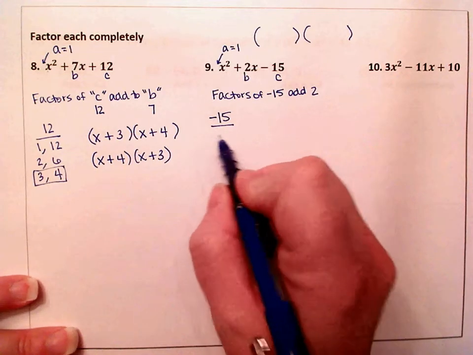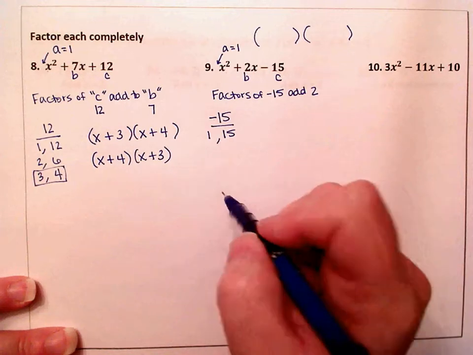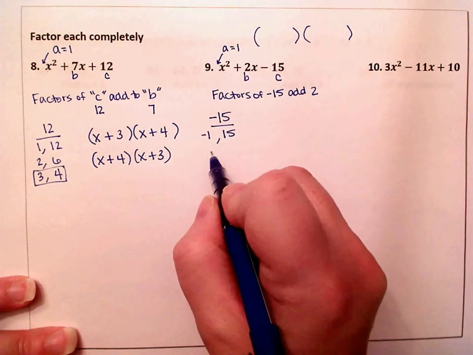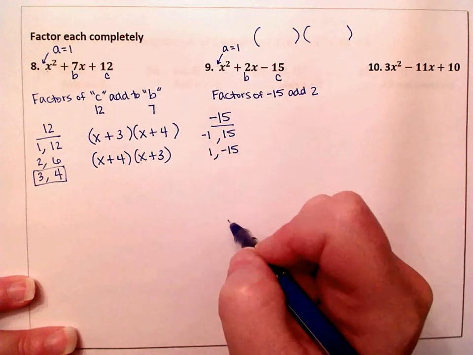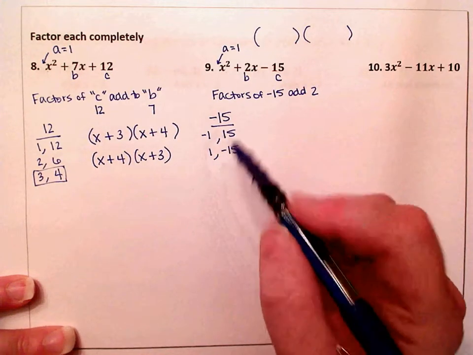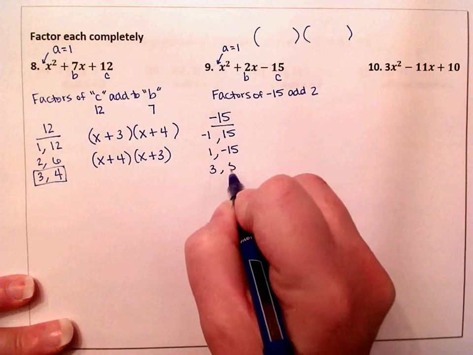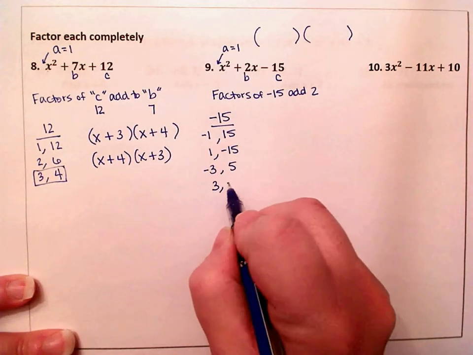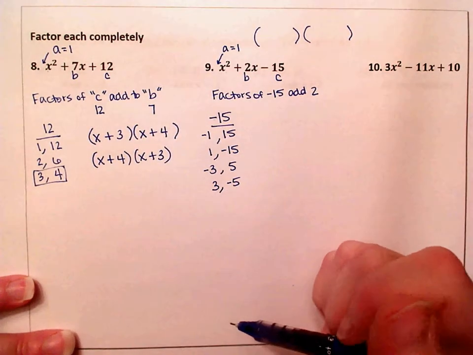So if we look at the numbers first, 1 and 15 multiply to get 15. But one of them has to be negative. So we'd have negative 1 and positive 15 as a choice, and positive 1 and negative 15 as a choice. There's not a number you can multiply by 2 to get 15, so we move on to 3. 3 times 5 is 15. But remember, one has to be negative. So negative 3 and positive 5, or positive 3 and negative 5. And now we have all the factor pairs of negative 15.